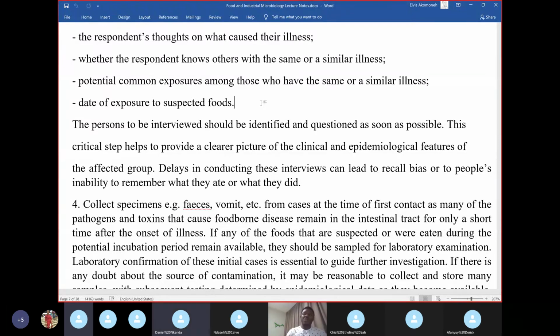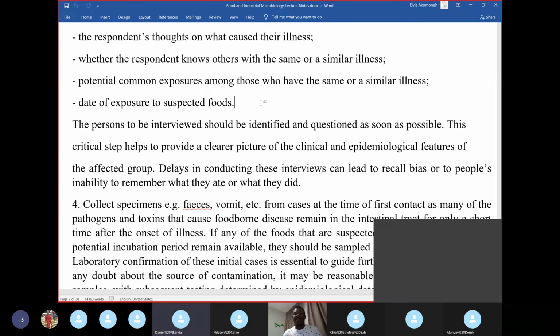The people you are supposed to interview have to be identified as soon as possible. Remember, we're talking about a disease that appears within hours and presents very varying conditions that could perpetuate the spread of the disease. So we need to track it very fast to be able to contain the spread.